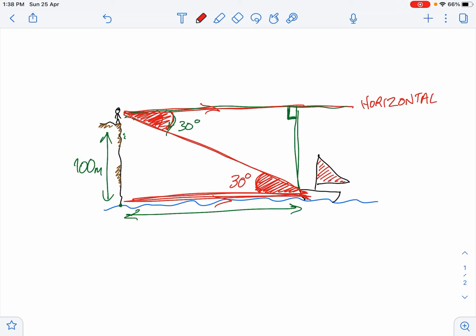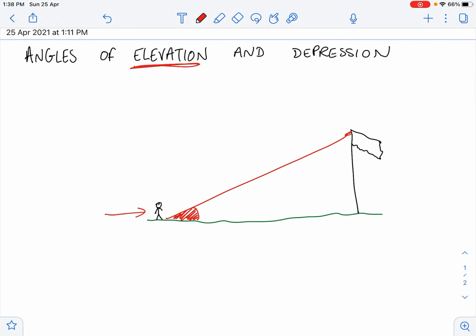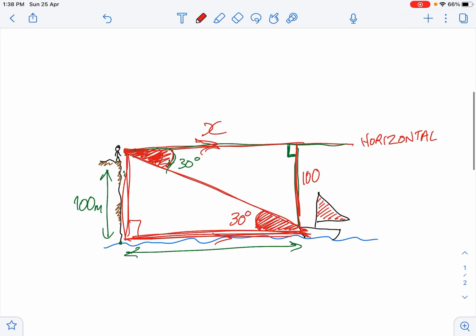Now you could just say, okay, well this is 100, I'm finding this one. There's many different ways to do it. As long as you draw those right angled triangles, you can use the Z angle fact if you prefer to make this your right angled triangle here. Lots of different ways to do it. But the simple thing is elevation, looking up to something, depression, looking down.